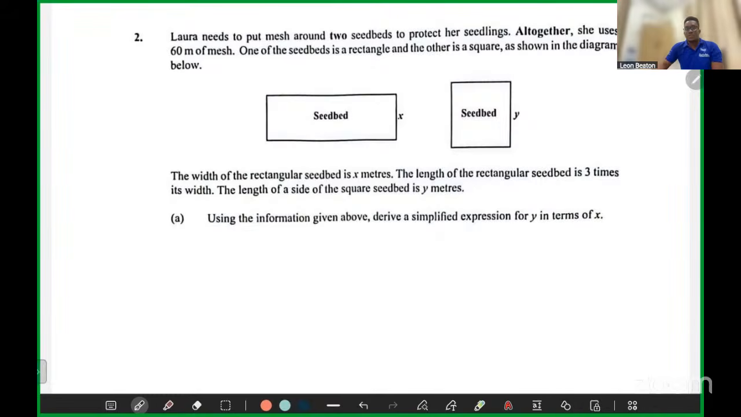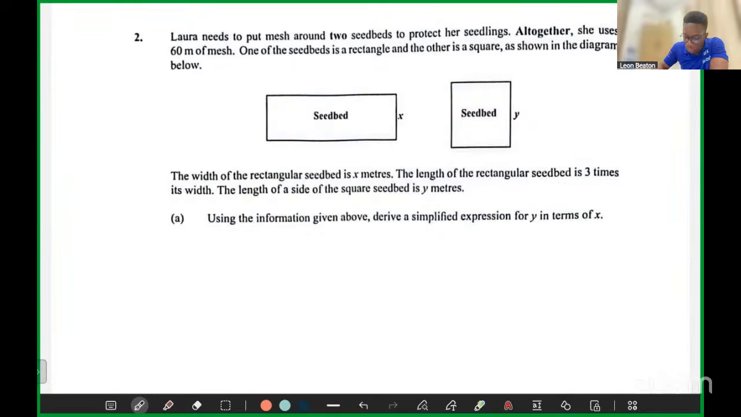Using this information, derive a simplified expression for y in terms of x. So earlier, we spoke about what they mean when they say y in terms of x, or a in terms of b and so on. So this will be y is equal to something, and x has to be included in the other part, right? So let's derive a simplified expression for y in terms of x. So y has to be the subject here because they want it for y in terms of x.